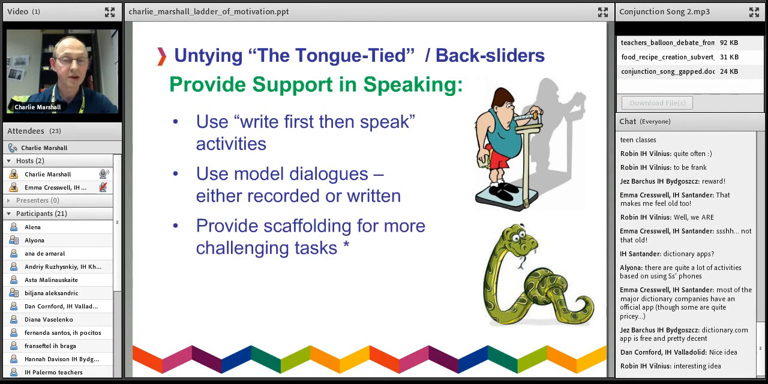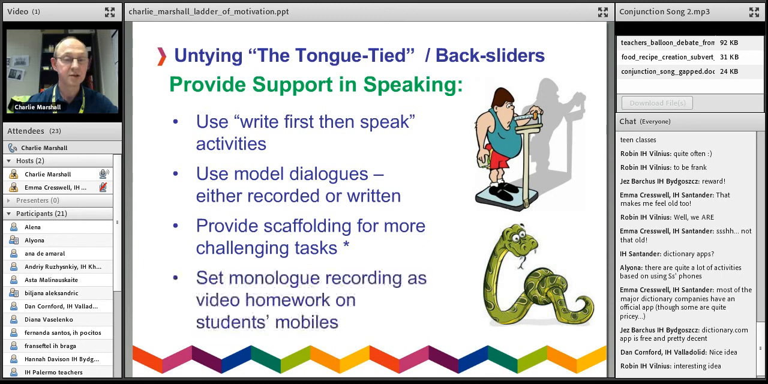Okay, and then another idea is, as I said, to provide scaffolding for more challenging tasks. I'm going to show you an example of that in a second. And another idea is to set monologue recording as video homework. And this is something we've started doing in the school now. I've done it a few times, and some other teachers have. Is that you ask the students to, instead of written homework, use their phones to record themselves explaining something to the camera or the video, or just recording the sound, and then they either play it in the lesson, or in some cases they can even email the audio to the teacher, and then we can listen to it. I'm going to show you an example now of scaffolding.